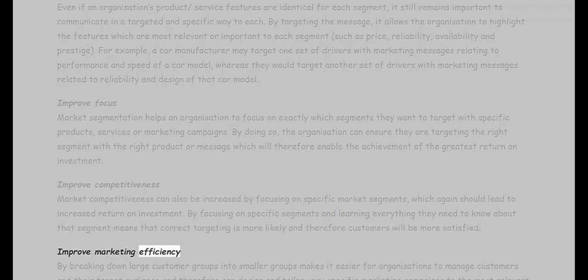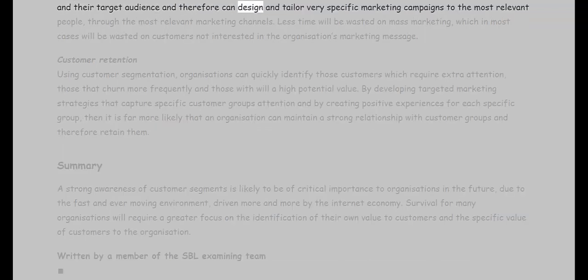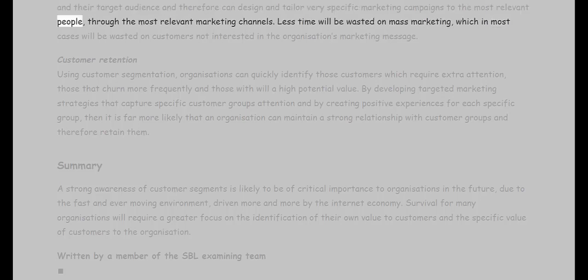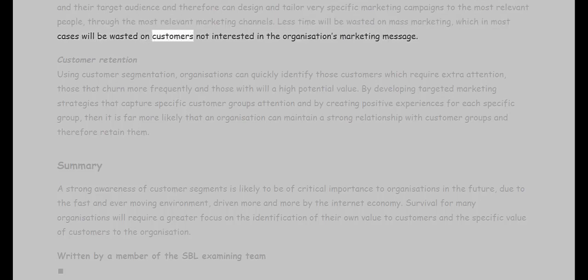Improve marketing efficiency. Breaking down large customer groups into smaller groups makes it easier for organizations to manage customers and their target audience, and therefore design and tailor very specific marketing campaigns to the most relevant people, through the most relevant marketing channels. Less time will be wasted on mass marketing, which in most cases will be wasted on customers not interested in the organization's marketing message.